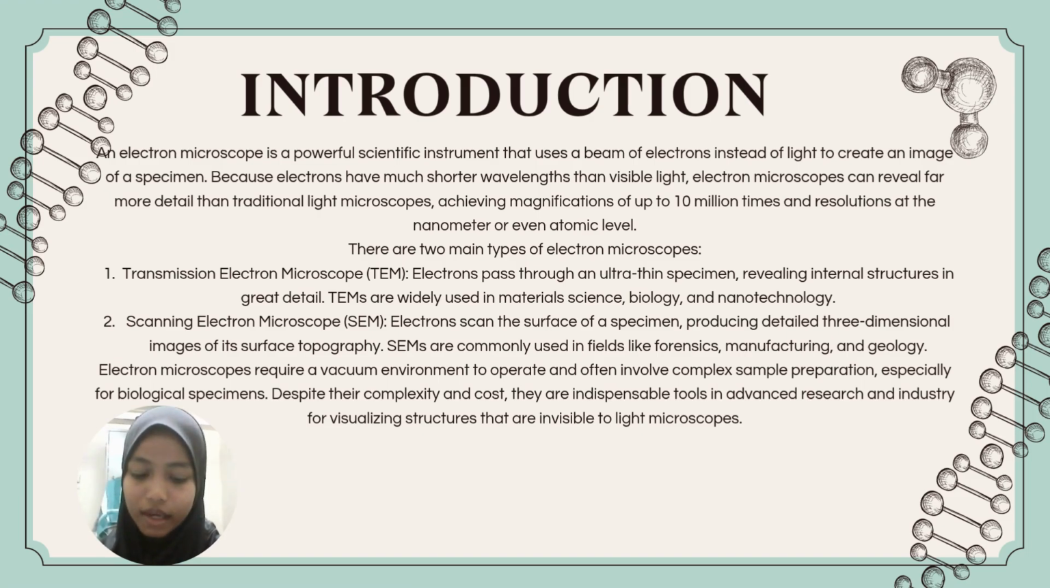There are two main types of electron microscope. The first one is the transmission electron microscope. A transmission electron microscope passes electrons through an ultra-thin specimen, revealing internal structure in great detail. Transmission electron microscopes are widely used in material science, biology, and nanotechnology.